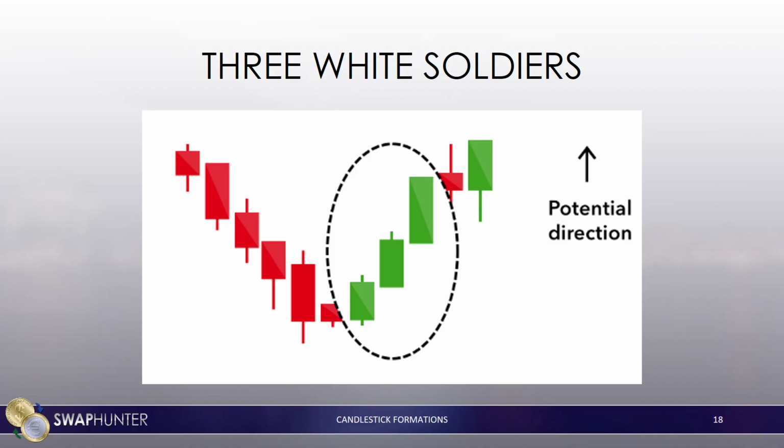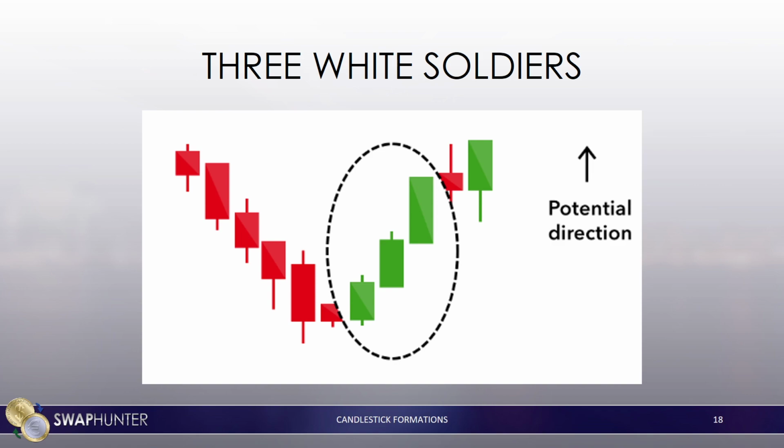To the last pattern in the webinar tonight, which is what we call the 3 white soldiers. All right. Again, bullish candlestick formation. It's used to signal the reversal of a downtrend. The 3 white soldiers are considered a very reliable reversal pattern when confirmed with technical indicators like relative strength index.